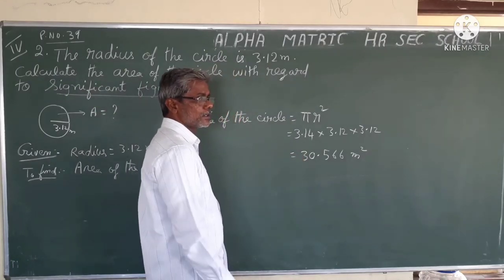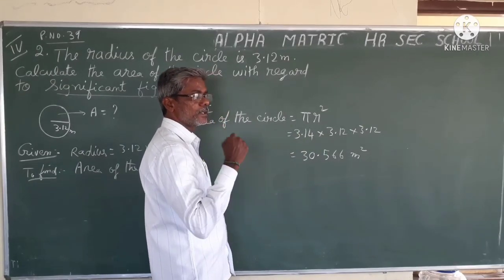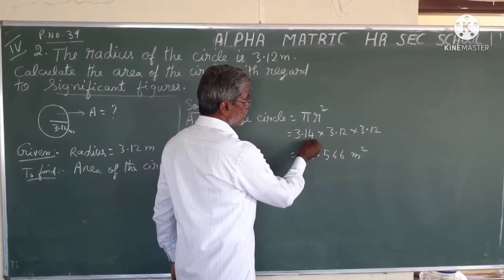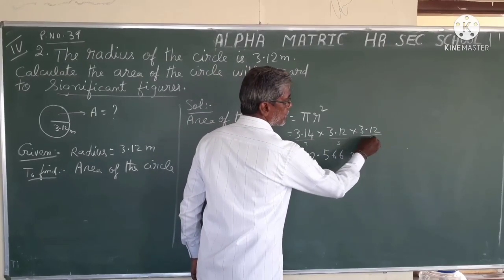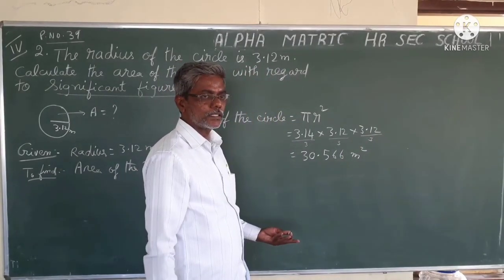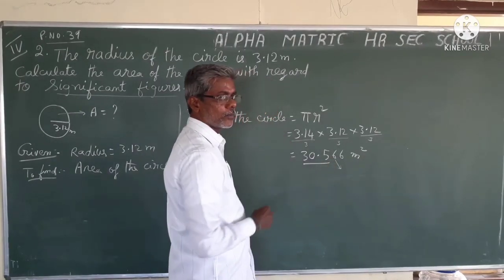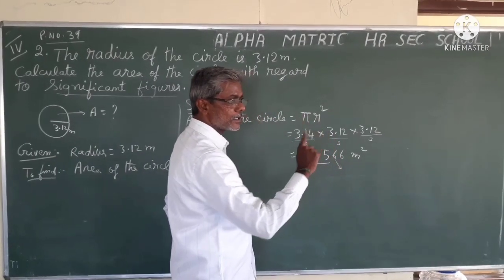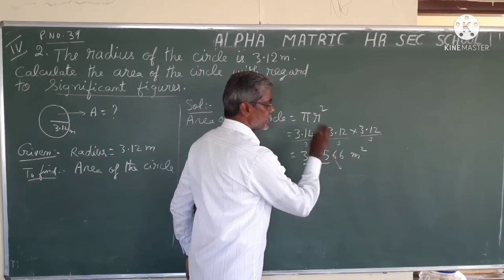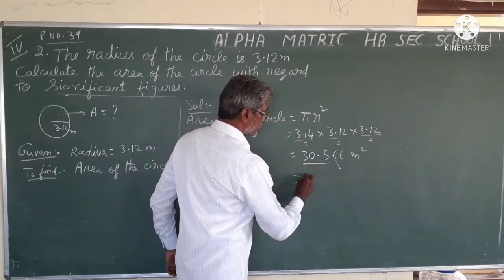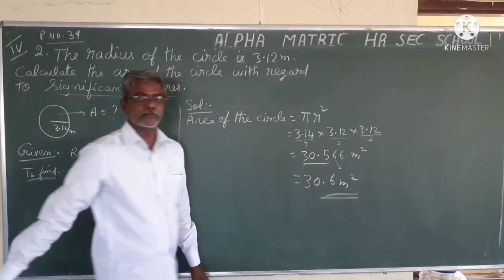Now, to find out the significant figures for multiplication, you must take the least significant figures. Here what are the significant figures? 3. Here 3. Here also 3. So the least significant figure is 3. Now this digit should be dropped. This digit is greater than 5. If it is greater than 5, 1 must be added to the previous digit. So therefore it becomes 30.6 meter square. Understood?